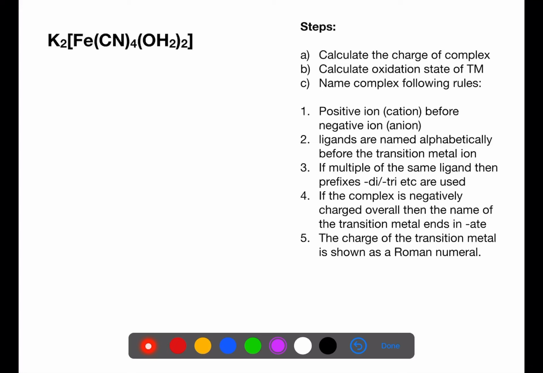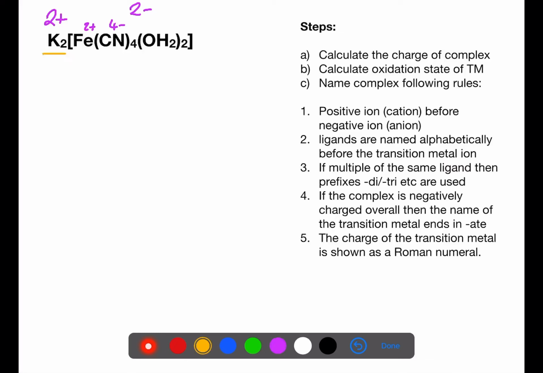The first step here is to calculate the charge of the square brackets. So we have 2 potassium ions, so that's 2 positive, which means that the square bracket itself must be 2 negative. The water ligands have no charge, but the cyanide ligands have a 1 minus charge each, so that is 4 minus. The metal must always be positively charged as it is a metal, so for overall the square brackets to be 2 minus, then the iron itself must be 2 positive.